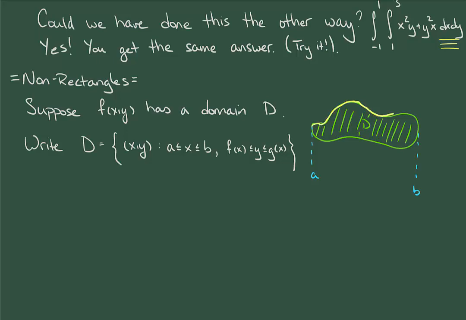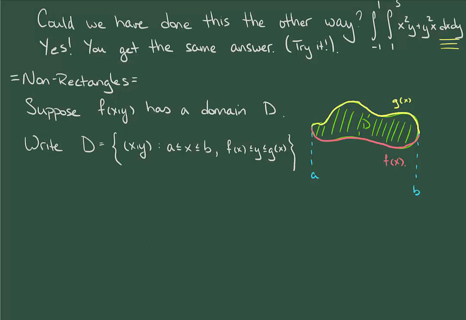Now I'm going to highlight in yellow here the top function, which this should be g, sorry. And the bottom function there in red is f of x. Right? So all the stuff on top is g, all the stuff on the bottom is f, and this is going to replace the c and d, the numbers c and d from the rectangle case.